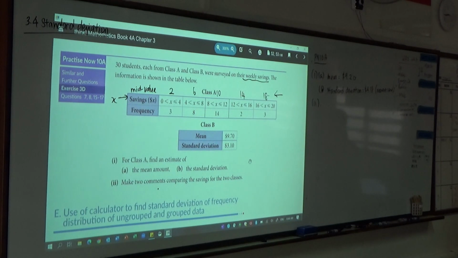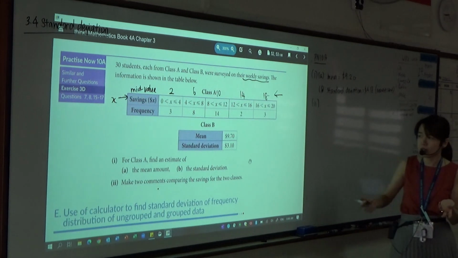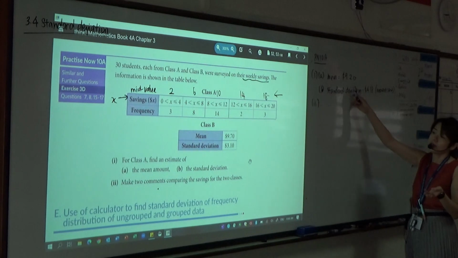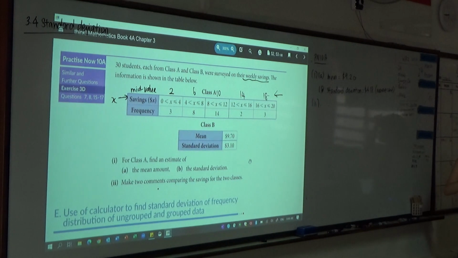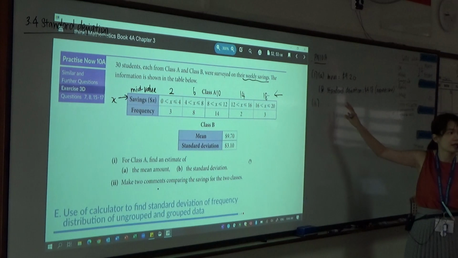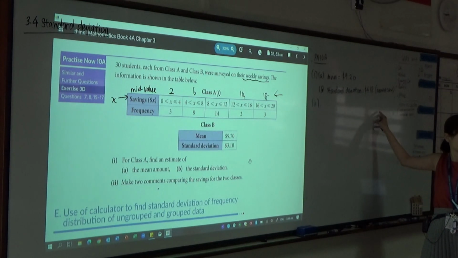So we have mean, we have standard deviation, we draw our conclusion based on that. So in general, comparing the mean itself, with Class B being $9.70 and Class A being $9.20, what is it that we can conclude? What do you think? Matthew, what do you think? People in Class A save less, okay? Okay, but how would you write down as your answer? Will you just say people in class A save less? Full stop.